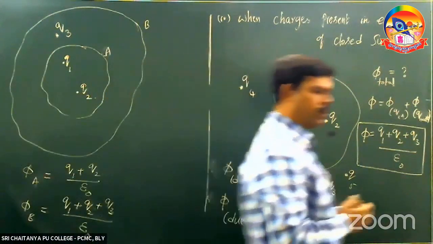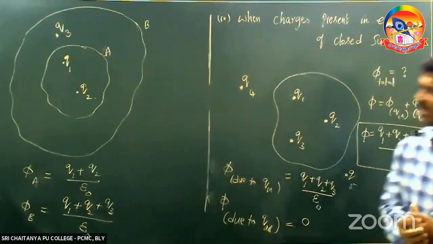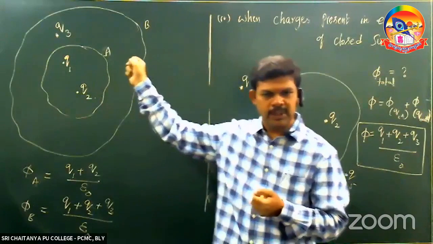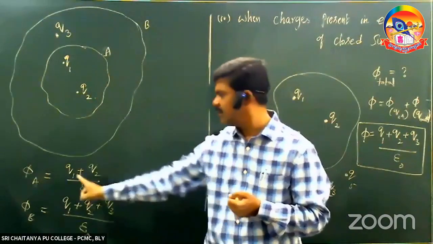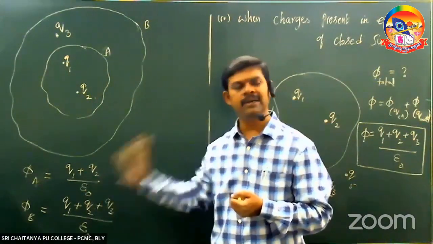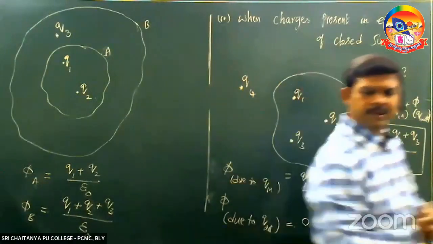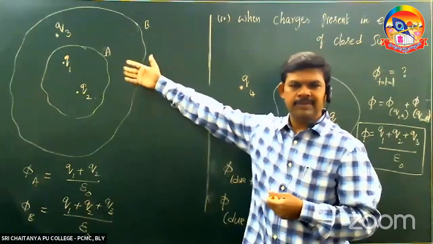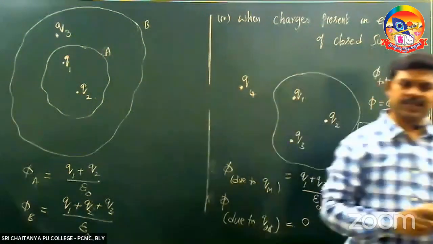So I hope you understand the concept from these examples. Flux through any closed surface due to charges present is total charge by epsilon naught. Clear? This is asked in entrance. Previous entrance question.